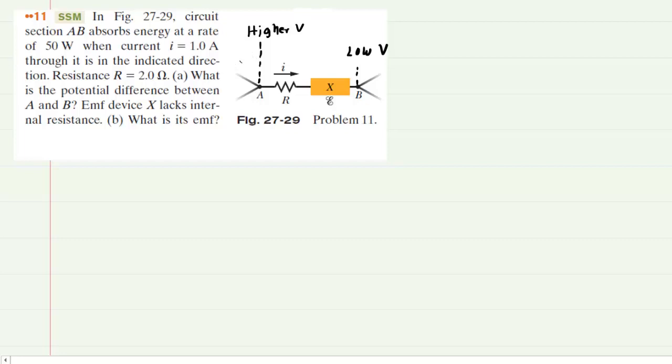Now, we're also told in this question that the entire section of this circuit from point A to point B is absorbing energy at a rate of 50 watts. That value is actually the power absorbed by this section of the circuit. So basically the question's telling you that the power is equal to 50 watts. Now, perhaps we know from this chapter that the power absorbed would equal the current multiplied by the potential difference. So all we need to do is solve this equation for the potential difference, and that's going to give us the answer to part A.